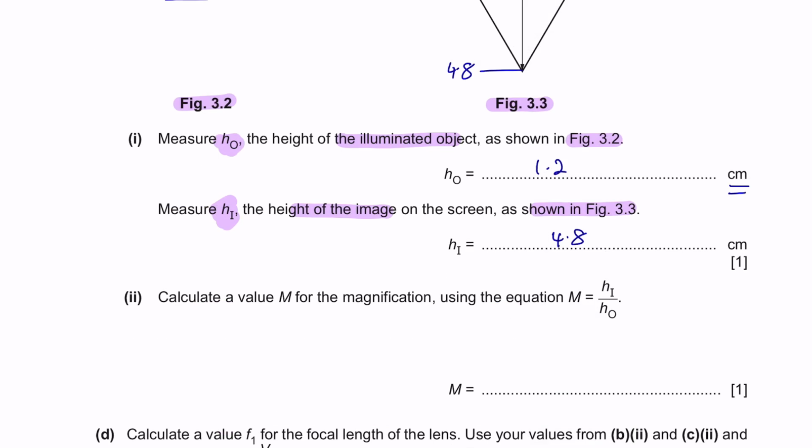Next, calculate a value of m for the magnification using this equation. We're just going to substitute the values into this formula. So the magnification value of m would be 4.